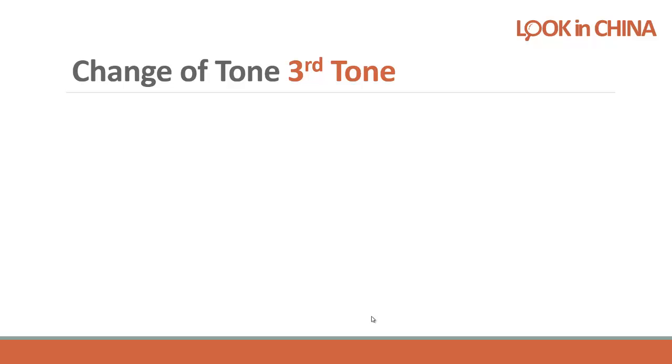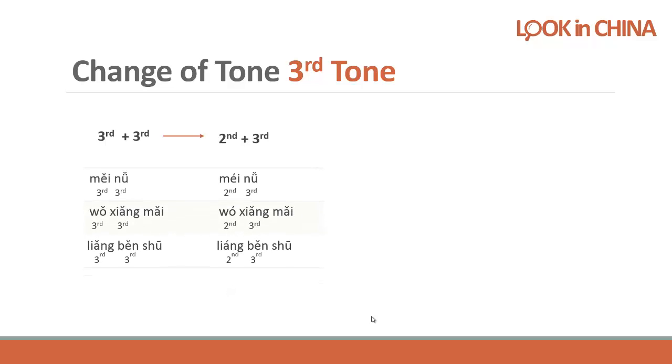This rule is regarding the third tone. When 2 third tone syllables are directly adjacent to each other, the first tone will change into a second tone. For example, mei, yu. These are 2 third tones. When you put them together, the first third tone, mei, turns into a second tone, mei. So it becomes mei, yu.